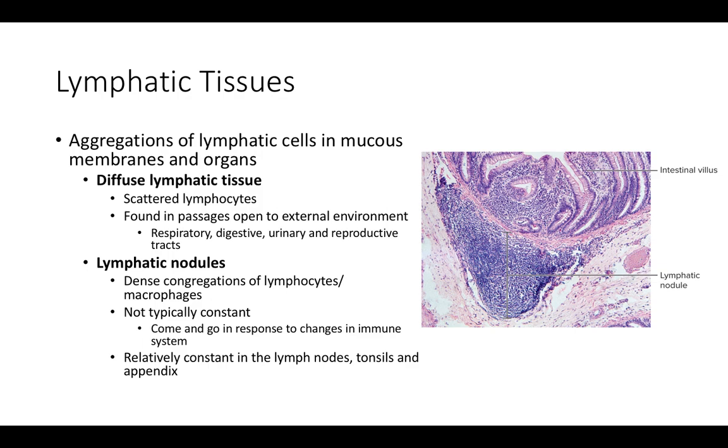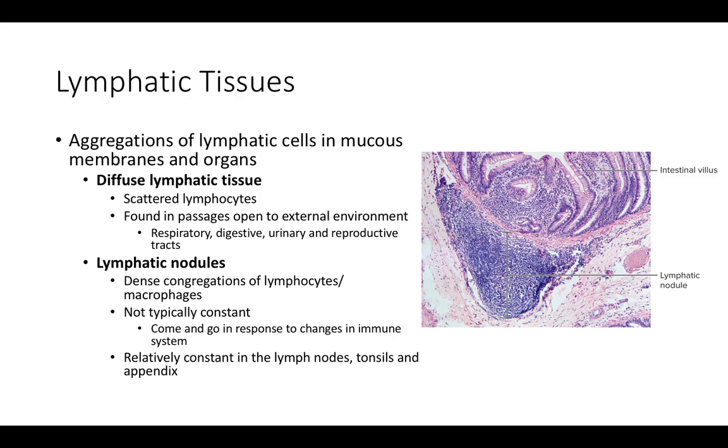Lymphatic cells make up lymphatic tissues. So lymphatic tissues are just aggregations of these cells. They can either be in mucous membranes where they're found more diffusely or in organs where they're found more compactly. Diffuse lymphatic tissue is basically tissue that has more scattered lymphocytes. And again, we find these in our mucous membranes. It's really common in membranes that are exposed to the external environment. So things like our respiratory tract, our digestive tract, our urinary and reproductive tracts, those are all exposed to the external environment. So they'll have more diffuse lymphatic cells.